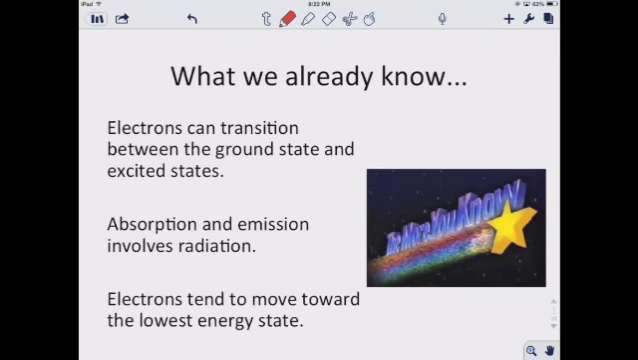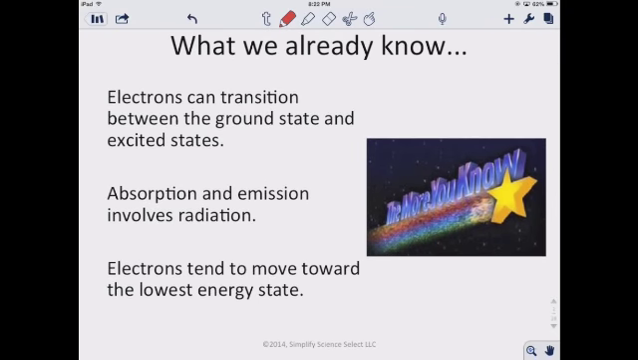So, jumping into this, what we already know: electrons can transition between the ground state and the excited state if they absorb energy or emit energy in the form of light. The absorption and emission involves radiation, so either absorbing that radiation or emitting that radiation. And electrons tend to move towards the lowest energy state. We always want electrons to stay at a lower energy state because they're closer to the nucleus and more attracted to the protons.